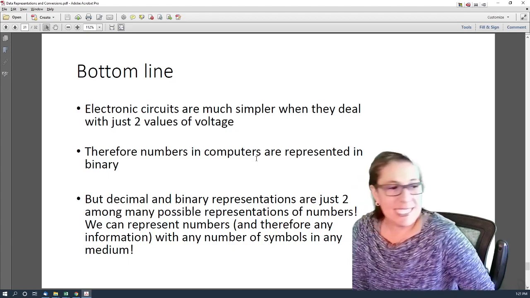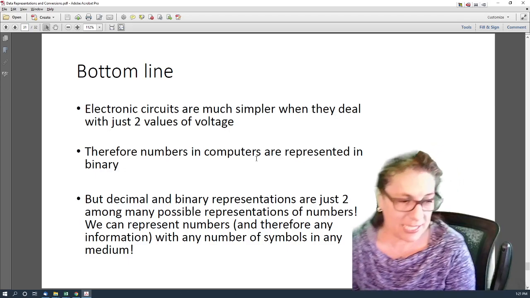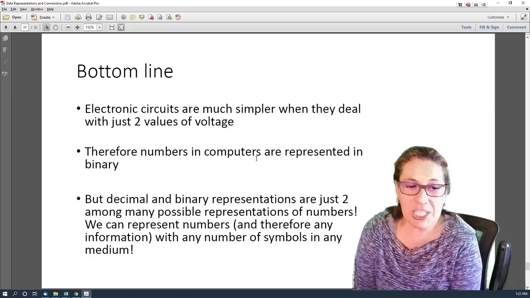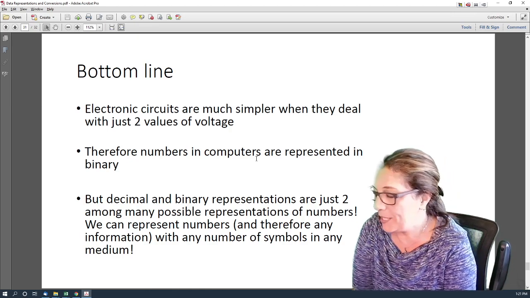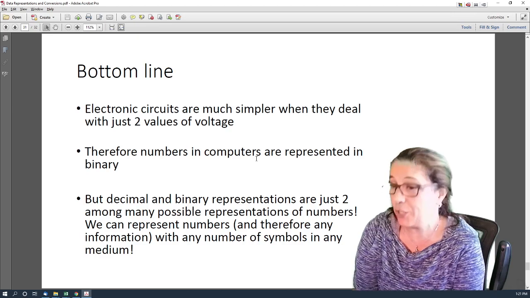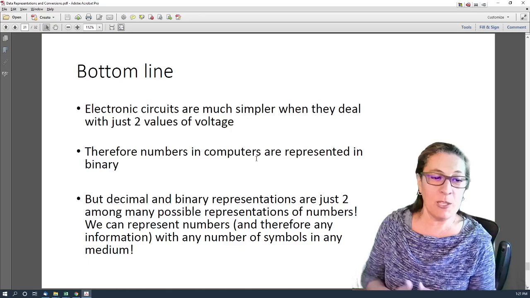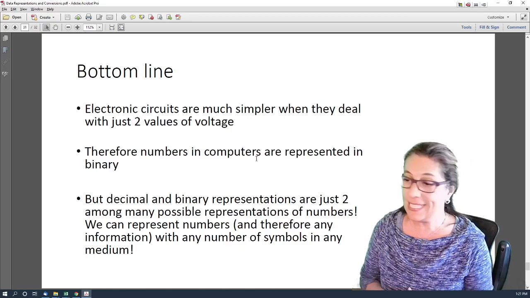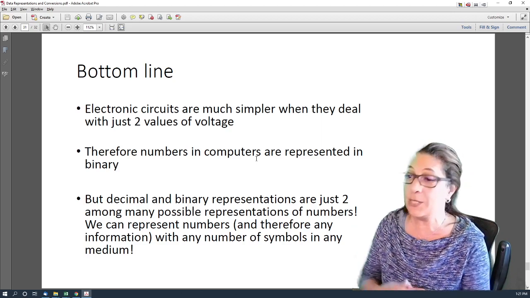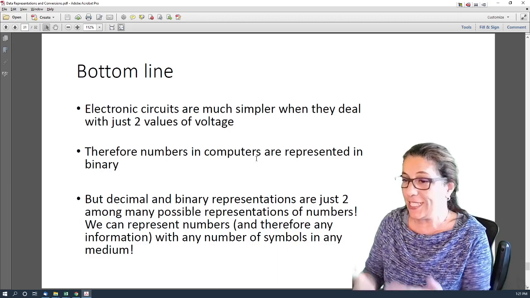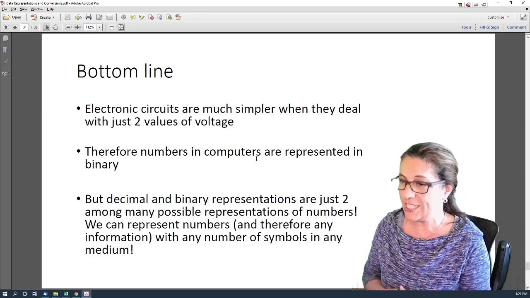So what is the bottom line? The bottom line here is threefold. Electronic circuits are much simpler when they deal with just 2 values of voltage. It's more reliable than if they have to distinguish between more values of voltage. So they have 2 values, 2 symbols. And that's why in computers, all the numbers are represented in binary. Whenever you see videos about computers, you see these things about zeros and ones. Well, it's just because the way that the hardware is designed is much easier if it's just 2 values of voltage instead of many.